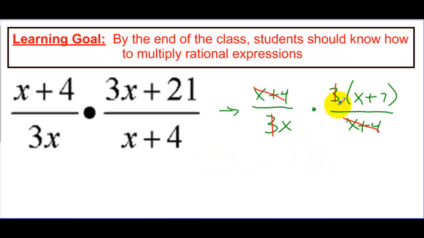So if I collect together what I have left on the top and what I have left on the bottom, now multiplying across, I can say, well, it looks like I just have the x plus 7 on the top, and I just have the x on the bottom. Okay, so I would say this is my final answer. Okay, that's the product of those two expressions. Okay, so let's take a look at another one.